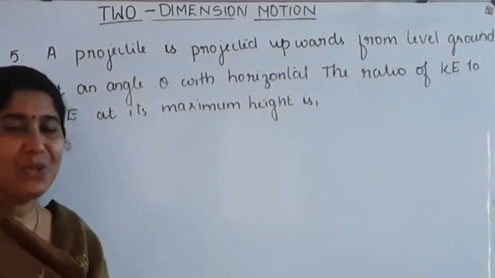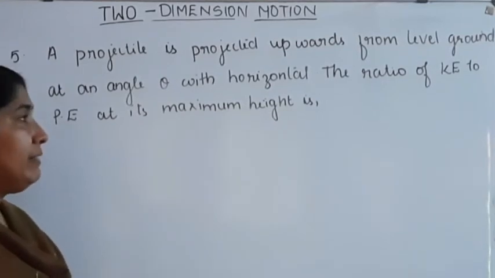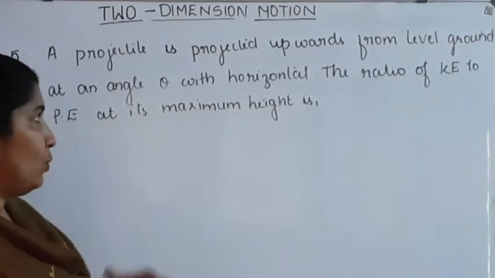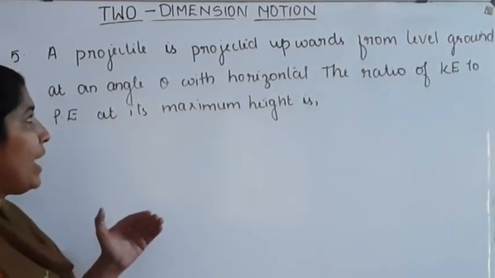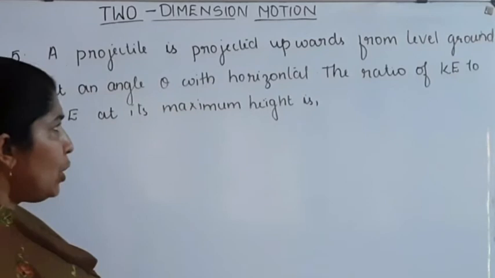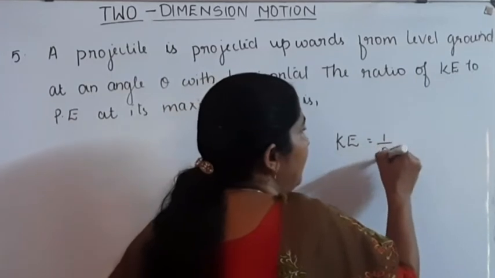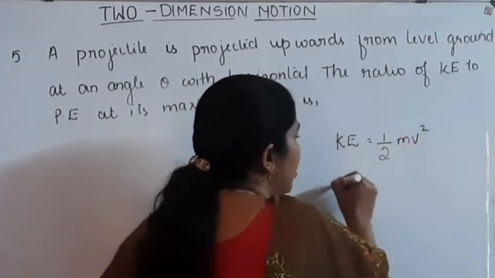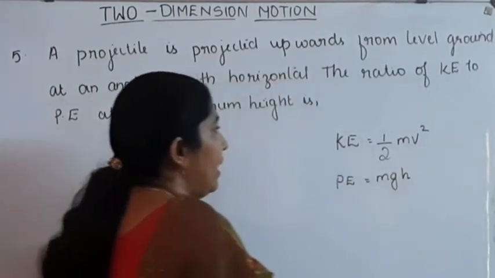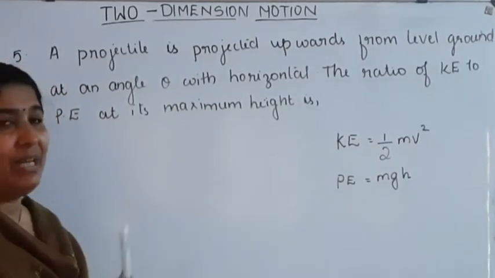Next question. A projectile is projected upward from the level ground at an angle theta with the horizontal. The ratio of kinetic energy to potential energy at its maximum height is. We know that the equation for the kinetic energy is half mv square and potential energy is mgh. Now we can apply the values of velocity and height in these equations.